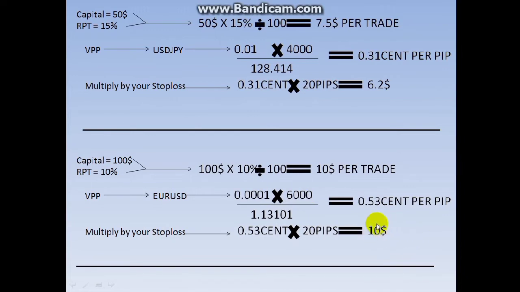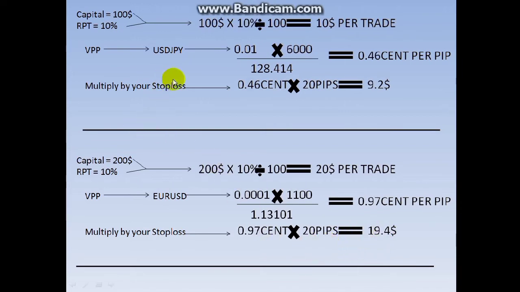So now we have our risk per trade. If our stop loss gets taken out in this example, we are going to lose $10. So we are risking $10 to make back $20. Remember, our risk to reward ratio is a minimum of 2. So that is that for that.